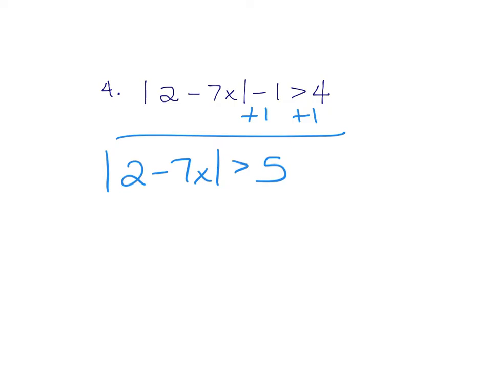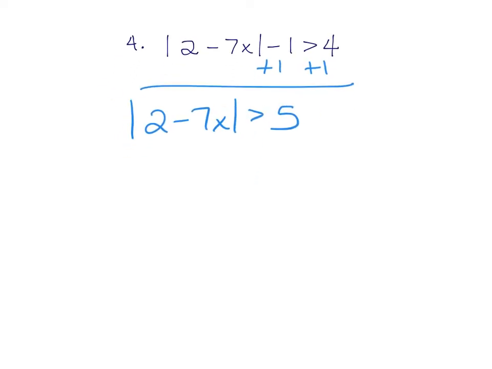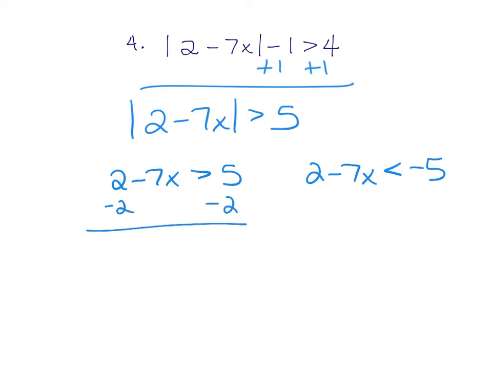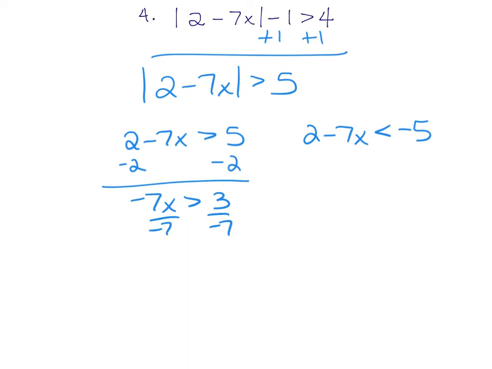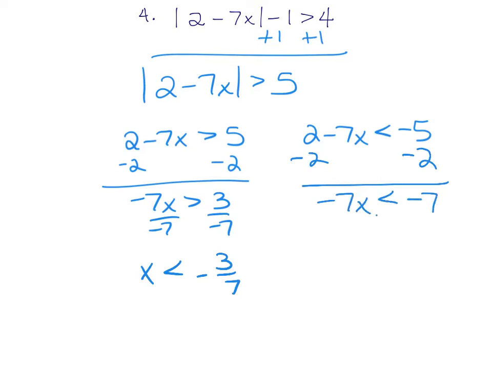Now that the absolute value is isolated, I can solve my two questions. So 2 minus 7x greater than 5, and 2 minus 7x, flip it, less than negative 5. Go ahead and solve for x. Divide by negative 7. Here we go with that simple inequality stuff. Remember, when you divide by a negative, we need to reverse that symbol and make it a less than. Over here, subtract the 2. Negative 7x is less than negative 7. Divide by negative 7, reverse, and we get positive 1.